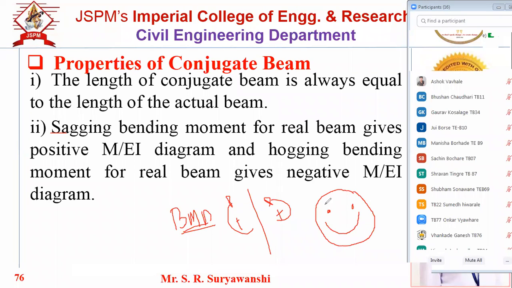Means for the left portion, clockwise movement is positive. For the right portion, anti-clockwise movement is positive. That is the sagging. In which beam does it occur? Simply supported beam. In case of a simply supported beam, the bending moment will be sagging. Happy face. This is the clockwise, this is the anti-clockwise, left portion, right portion. Happy face is the sagging.